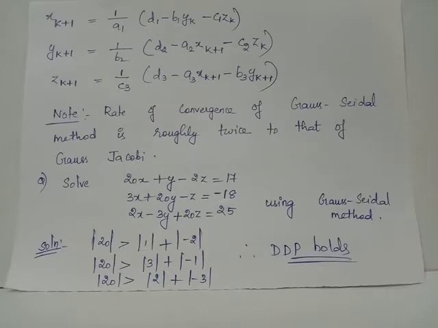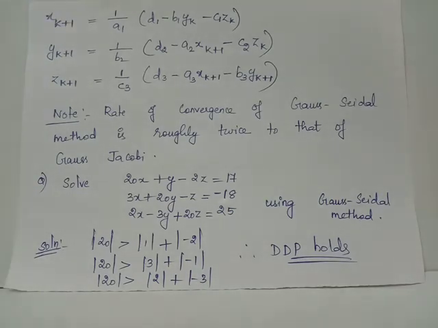In general, for any (k plus 1)th iteration, we have x(k+1) equals 1 by a1 times (d1 minus b1 yk minus c1 zk), where yk and zk are values taken from the previous iteration. y(k+1) equals 1 by b2 times (d2 minus a2 x(k+1) minus c2 zk), where x(k+1) will be taken from the current iteration.